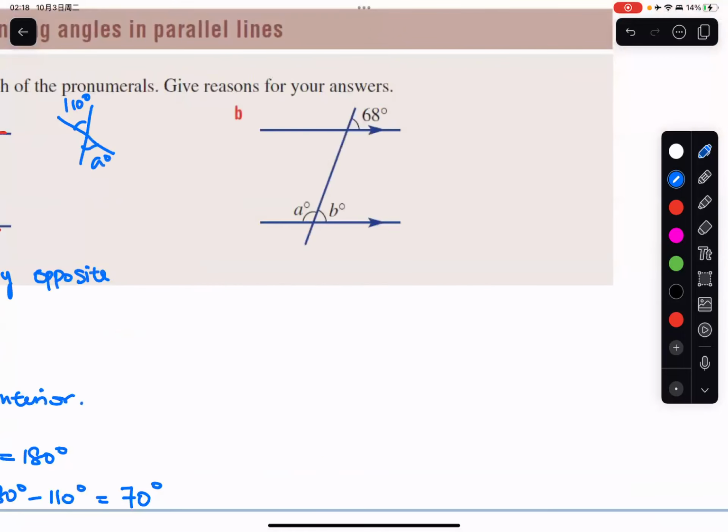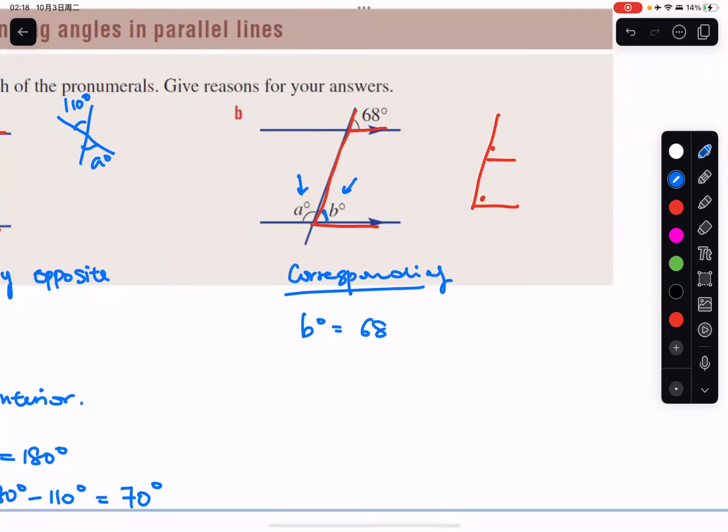Let's have a look at question B. Again, same thing. We're going to find A and B. A is very hard to find, so we're going to do B first. We need to find which properties we're going to use. Here is a little F, and we have two angles here. That one is corresponding. Corresponding angles equal each other, so we have B equals 68 degrees straight away. Very easy.